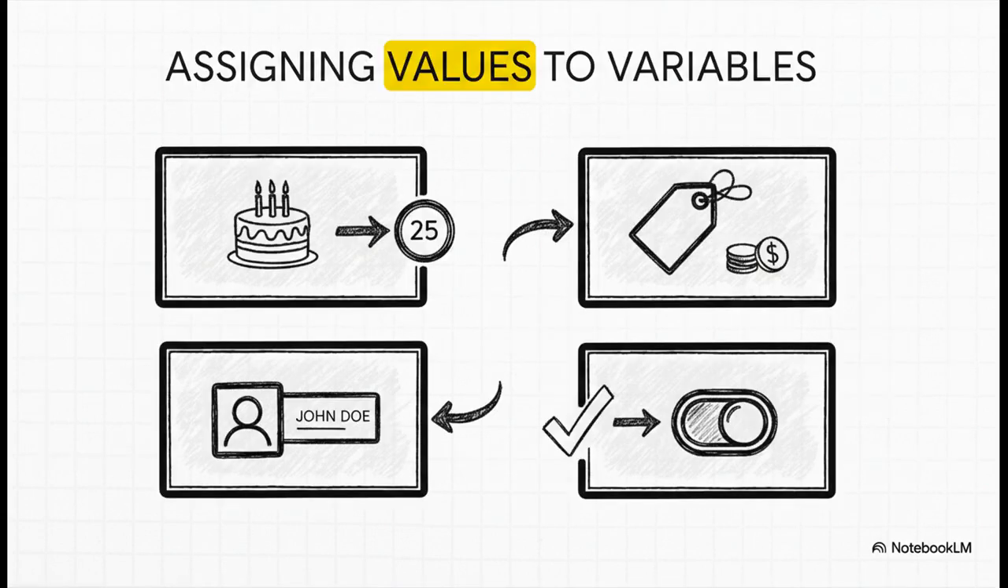So let's see this in the wild. When we create a variable and give it a value, Python is smart enough to just apply the right label. So age becomes an integer. Price, because it has that decimal, becomes a float. Name is obviously a string, and is_active becomes a boolean. See that? Each variable now knows the rules of what it can and can't do.